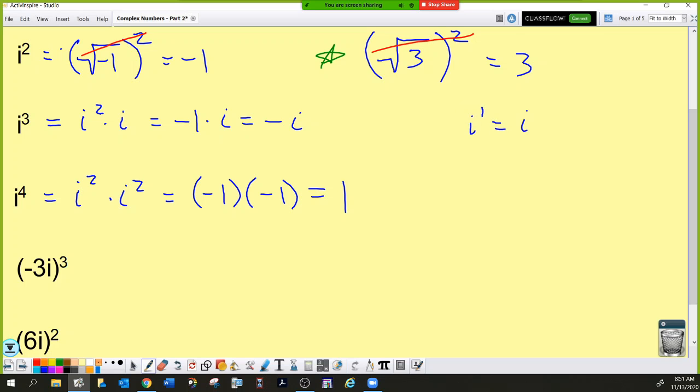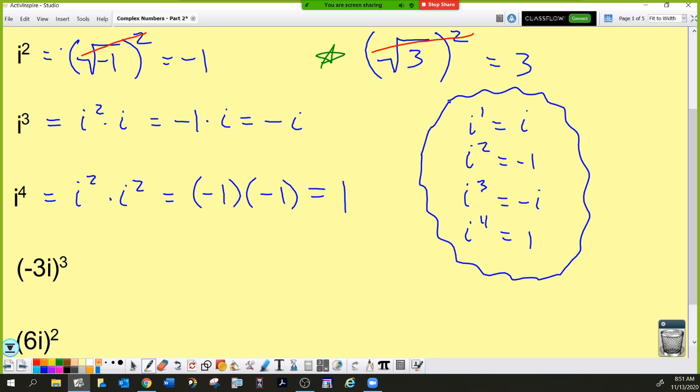i to the first, i. i to the second, negative 1. i to the third, negative i. i to the fourth, positive 1. It is the student's job to have these memorized. This is something you must memorize.